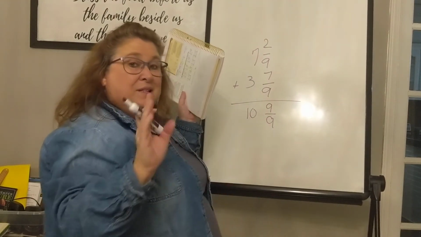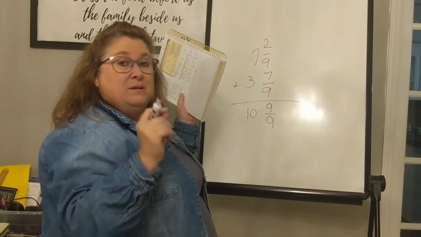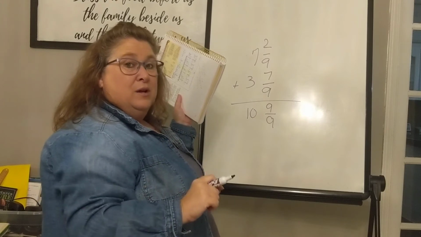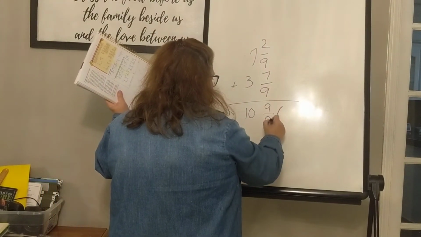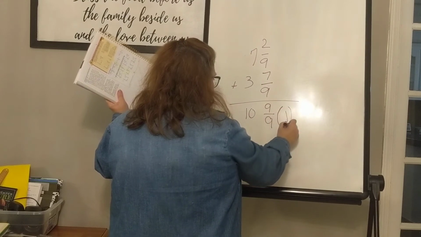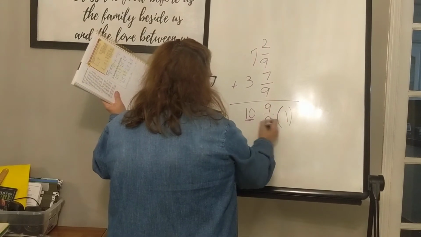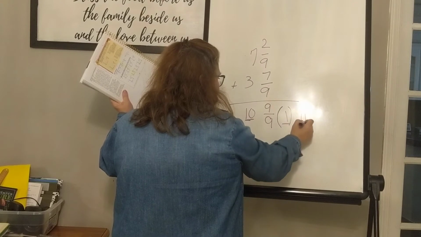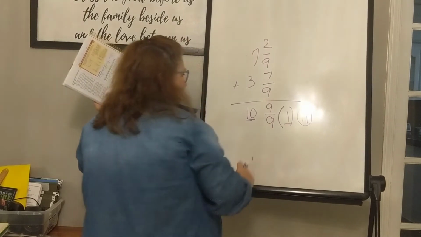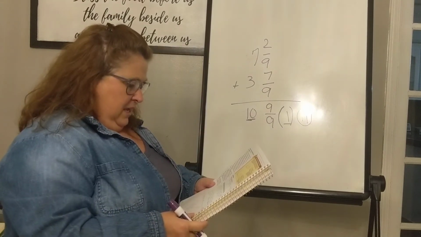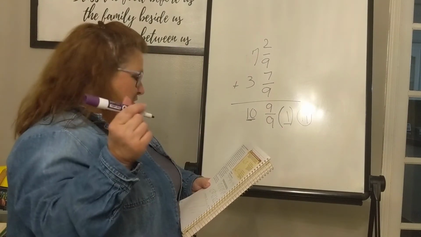Remember, 9 ninths is improper. The numerator has to be smaller than that denominator to be a proper fraction. So 9 ninths, 9 divided by 9 is what? 1. So now we have a whole number here, a whole number here. Our final answer is 11. We put our two whole numbers together. 10 plus 1 equals 11. Now you gotta know that's cool.